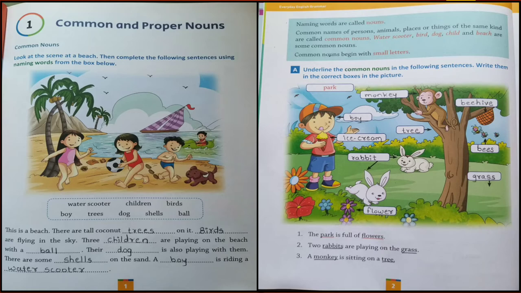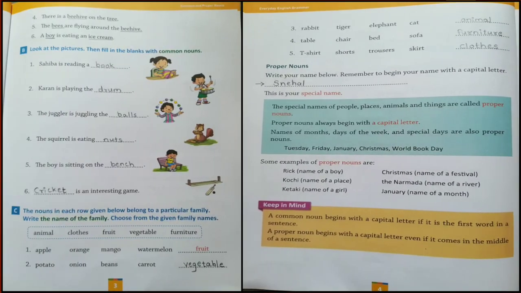So students, we have to underline the common nouns here. The park is full of flowers. The rabbits are playing on the grass. A monkey is sitting on a tree. There is a beehive on the tree. Underline beehive, tree. The bees are flying around the beehive. A boy is eating an ice cream. So you have to underline boy and ice cream here.